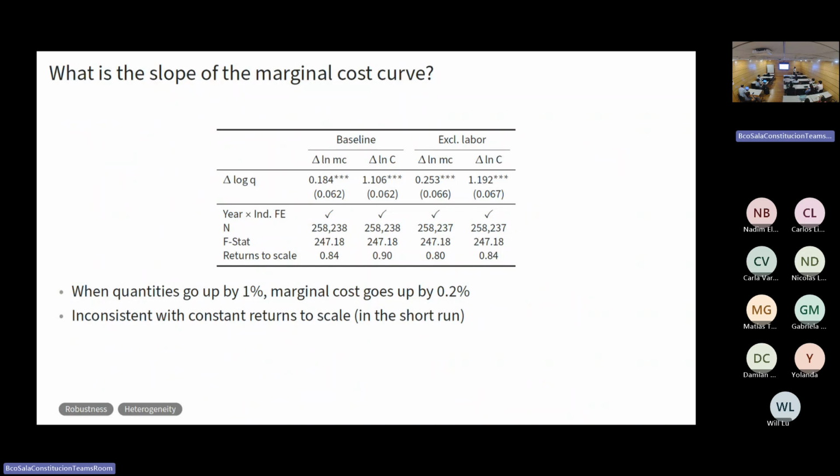Now this is the estimate. We can do it excluding or including labor. We can use it with our measure of marginal cost or total cost. The results are quite consistent. So we measure a decreasing return to scale parameter of 0.84, so away from constant returns to scale.